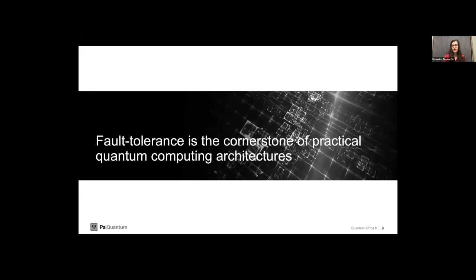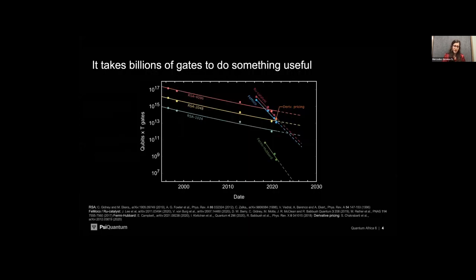I wanted to start by identifying fault tolerance as one of the cornerstones of practical quantum computer architectures. Even though there is a lot of interest and research in other architectures, really targeting fault tolerance means thinking about the models we use for building those architectures. The reason we're focused on fault tolerance is that it really does take 1 billion gates to do something useful. What you see on the screen is a graph which plots the complexity of algorithms that are meant to be run on a quantum computer.